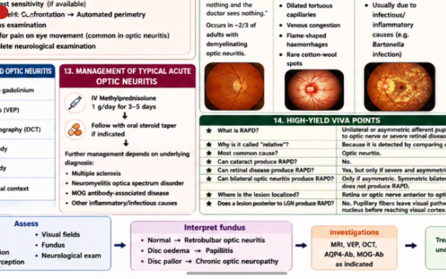Coming to treatment of typical acute optic neuritis: intravenous methylprednisolone 1 gram daily for 3 to 5 days, followed by an oral corticosteroid taper if indicated. Further management depends on the underlying disorder, which may be multiple sclerosis, NMOSD, MOG antibody disease, or other inflammatory or infectious optic neuropathies.